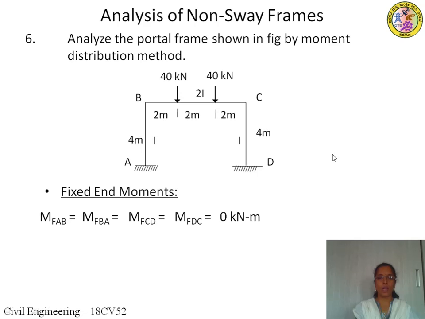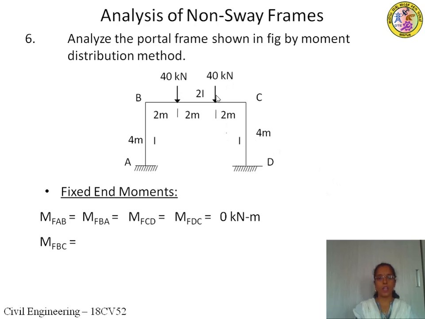Next we have to calculate MFBC, that is for the horizontal member. It is subjected to two concentrated loadings. If you consider only one, it becomes an eccentric point load; if you consider the other, again it becomes an eccentric point load. Therefore we have to apply the equation for an eccentric point load twice, once for the first 40 kilonewton and another time for the second 40 kilonewton.